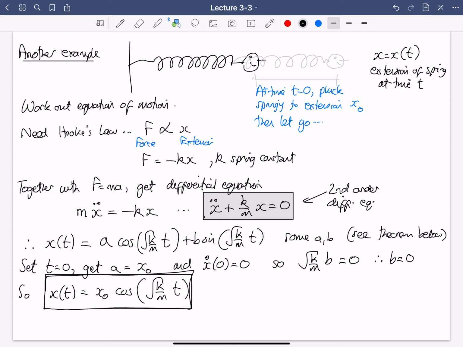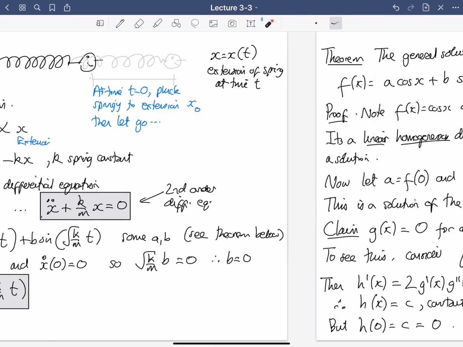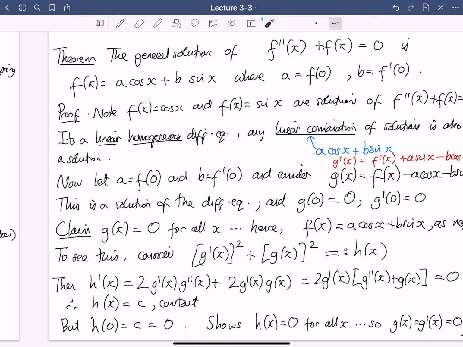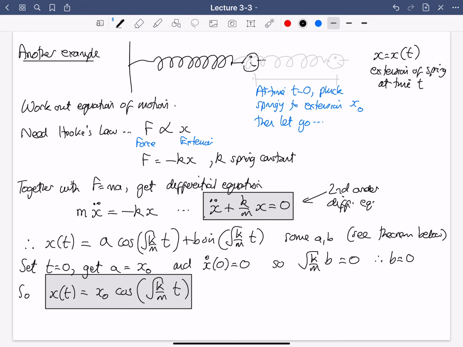That's excellent. So we've just solved this very fundamental differential equation, x double dot plus a positive constant times x. And I used initial conditions as well, so that it has this particularly simple form. So this is the general shape of the solution to this type of differential equation. Okay, so let's do some stuff with that.